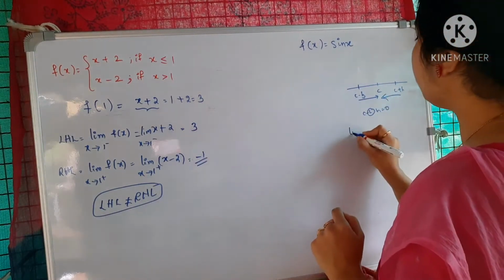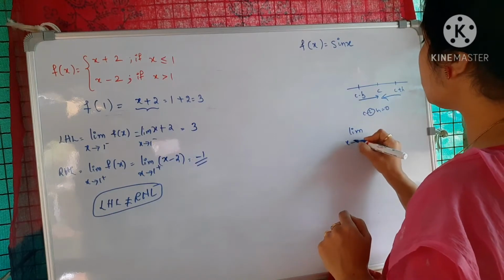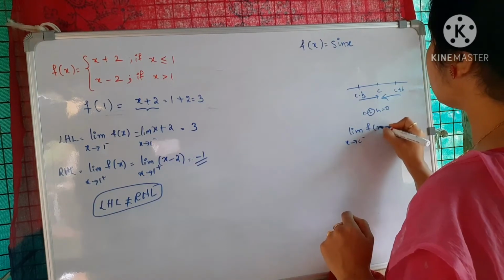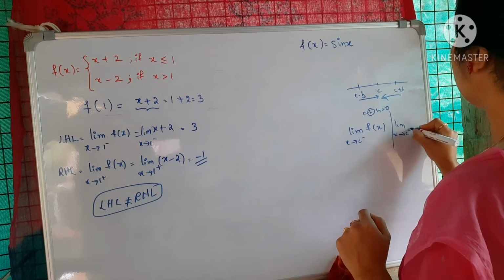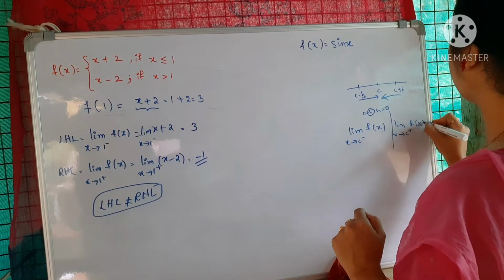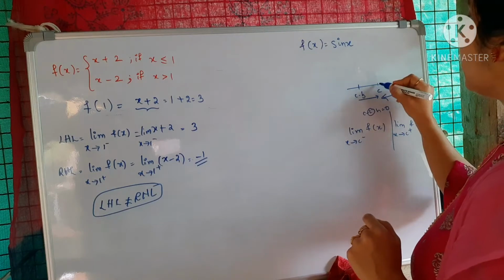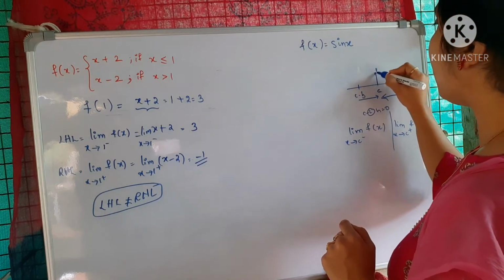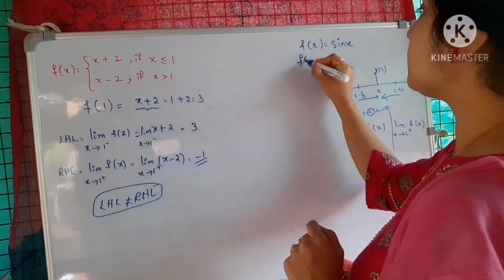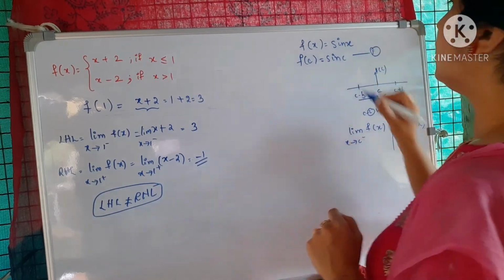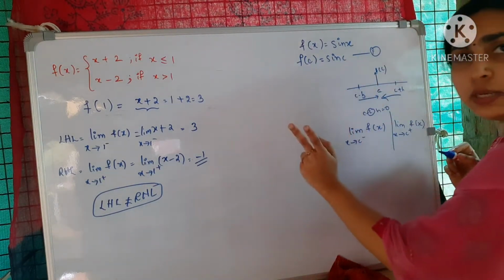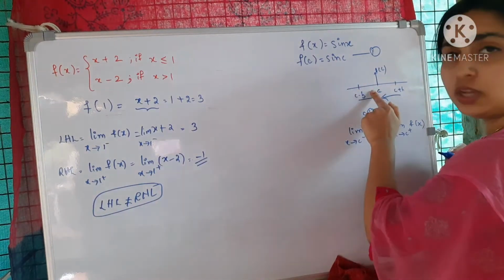So the left hand limit will be limit x approaching c minus of f of x. The right hand limit will be limit x approaching c plus of f of x. And this is c, so at this point you will be having f of c. So f of c will be equal to sin c. Now I have to check the left hand limit and the right hand limit at this particular point.